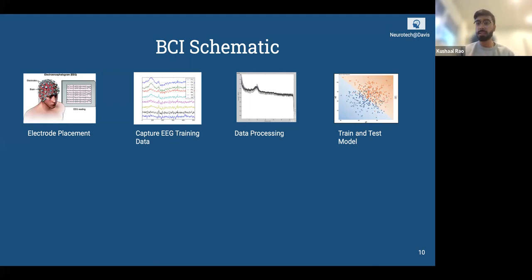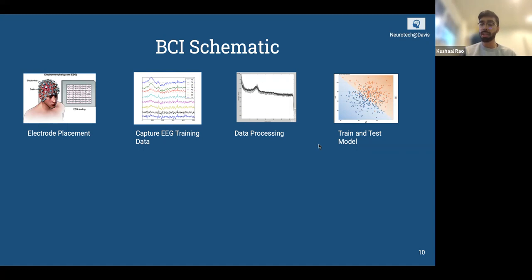Now I have basically a 30-second long segment of data. I need to process that data. My first step is to divide it into epochs. I divide it into epochs of 1 second long each, and then I do signal processing on that. I do artifact rejection, I remove eye blinks, I filter the data, and the data is processed. The next step is to train and test the model.